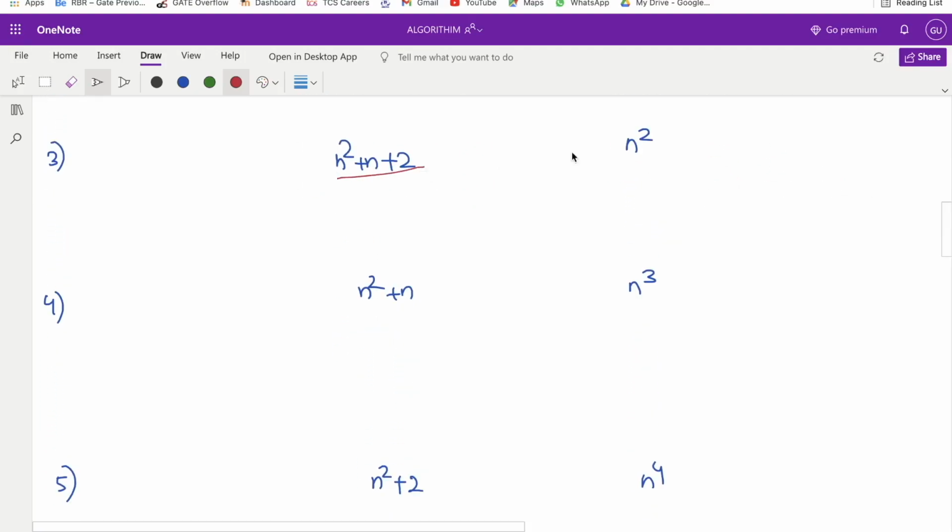See here, this is the thing and this is the thing. Those who have not understood what is asymptotically equal, you can see here that this is n square, the significant term, and this is n square. These both are the polynomial terms. These two functions will give different values with different values of n, right?